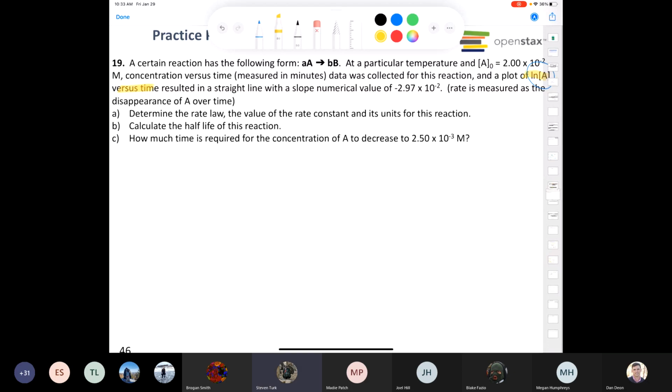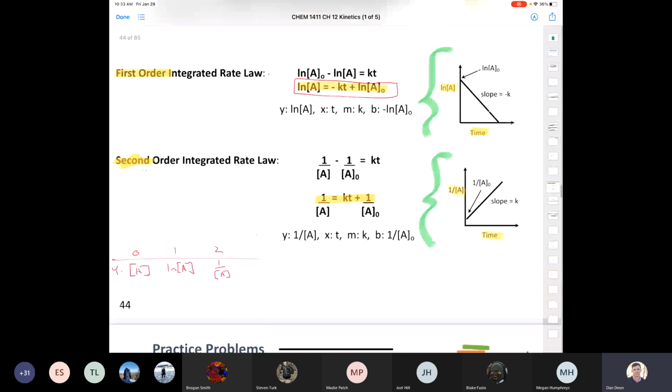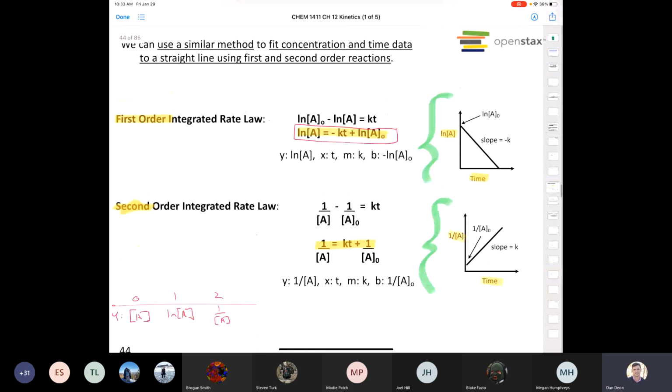I think he said 0. It's not 0 and it's not second. Okay, it's first order. All right, if we go back here, these are all the equations that you're going to get. A first order integrated rate law plots the ln of A versus time.